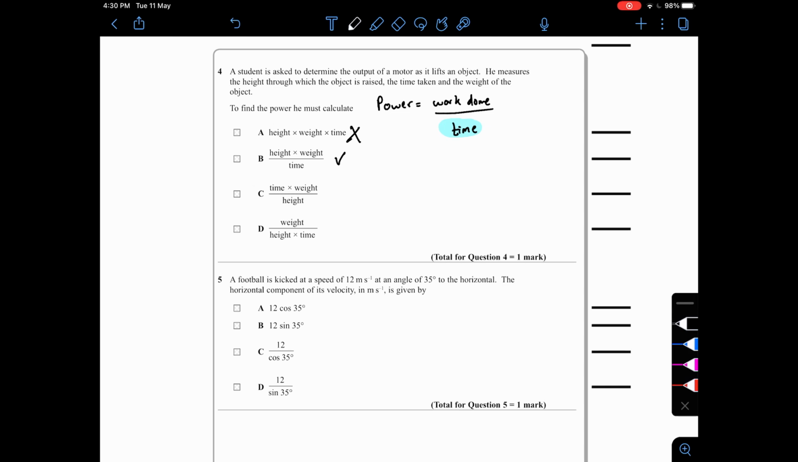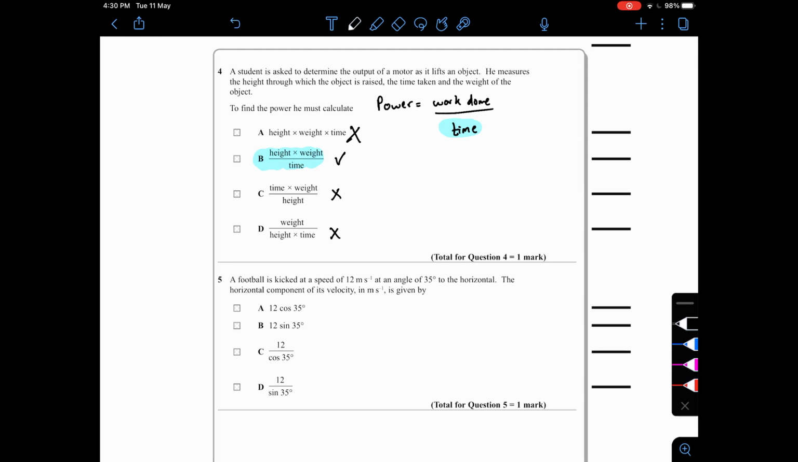What about C? Nope, has height on the denominator. And not D because it has time and height. We have time on its own in the denominator. So just by using that logic, we can conclude that B is probably the answer. And it is in fact the answer.